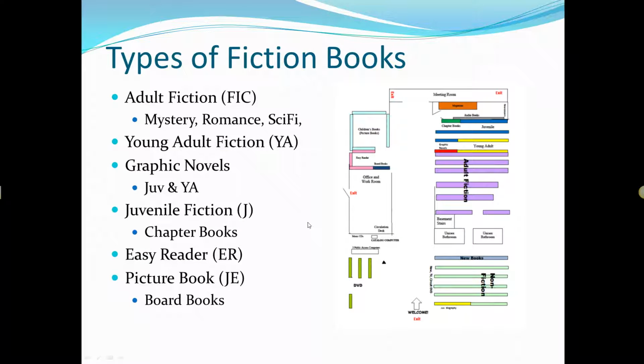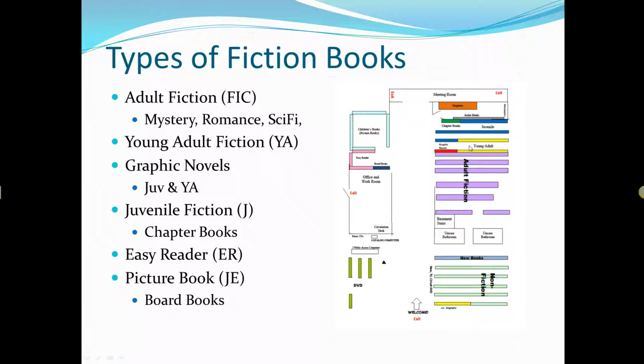Types of fiction books and their call numbers in our library. We have our adult fiction, which has FIC. That will be in this purple section right here by the circulation desk. All mystery, romance, and science fiction are shelved together. We then have our young adult fiction with the YA number, and that's in this little section right back here.